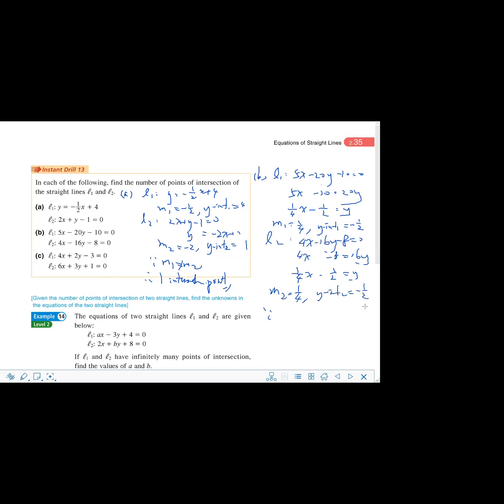As you can see, m1 is equal to m2, so it is not case 1. Then we need to compare the y-intercepts. Y-intercept 1 and y-intercept 2 are exactly the same. So it is case 3. Case 3 means the two straight lines are completely overlapping each other. So there will be infinitely many intersection points. Okay, answer. And then for part C, let me clear this.